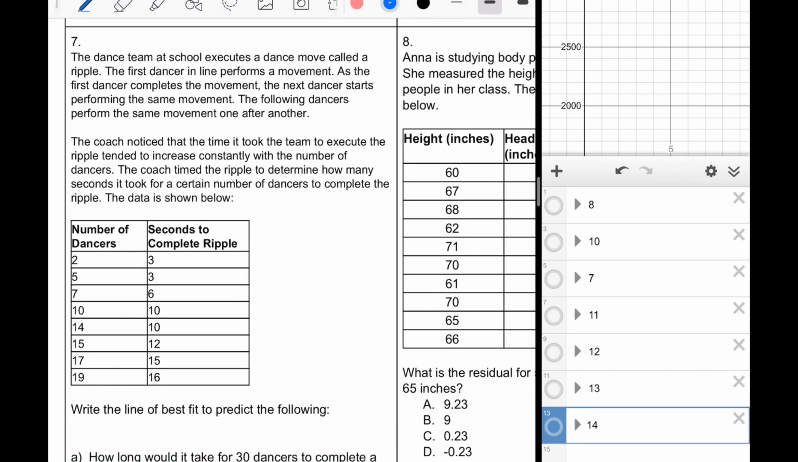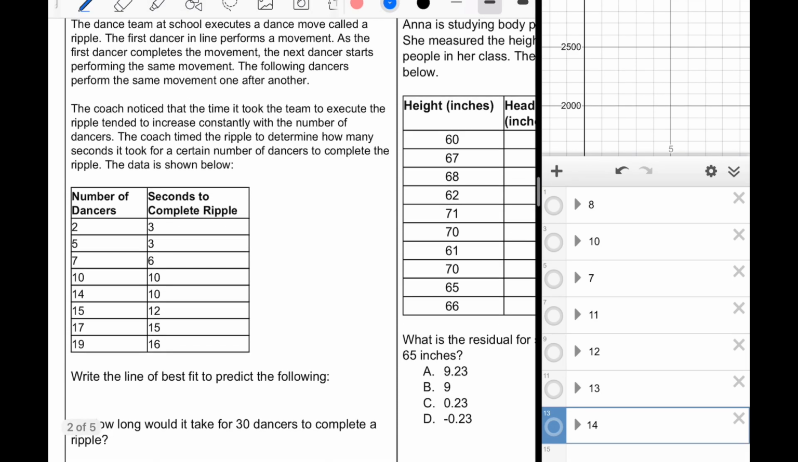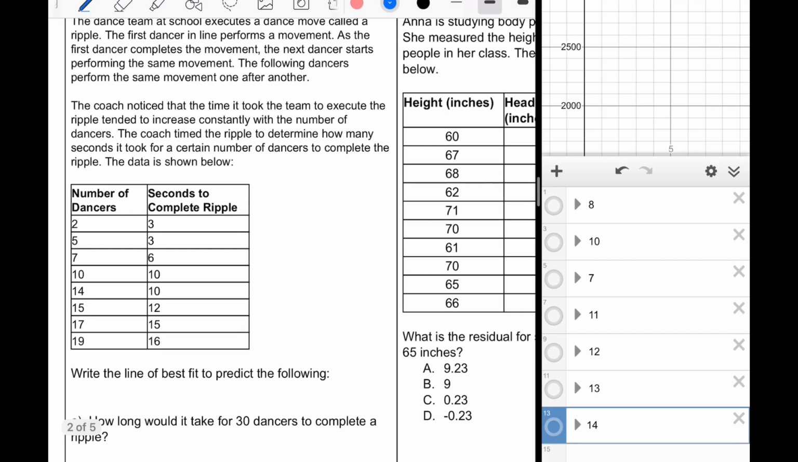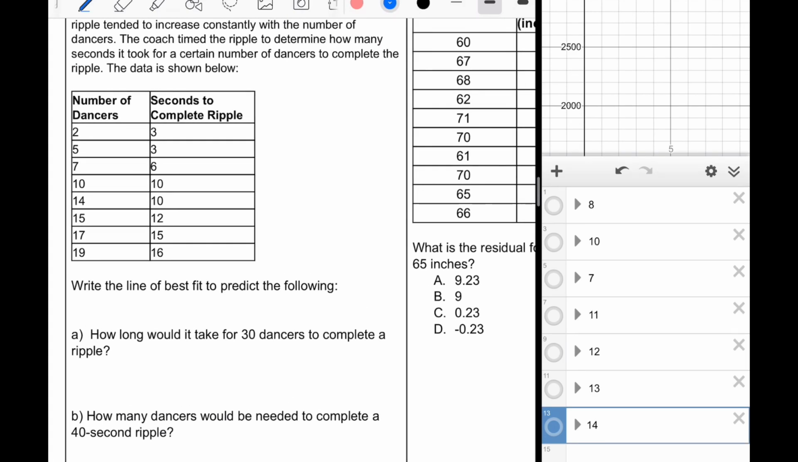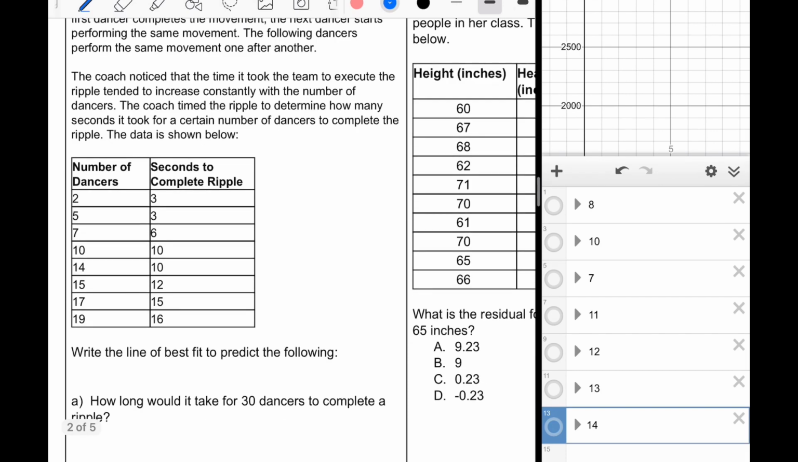For number 7, a dance team at a school executes a dance move called the ripple. The first dancer in line performs a movement, and then it continues on with each dance performer. The coach notices that the time it took for the dance team to execute that ripple tended to increase constantly with the number of dancers. So she recorded that data in the table. They want us to write a best fit equation. All right, so this is problem number 7.